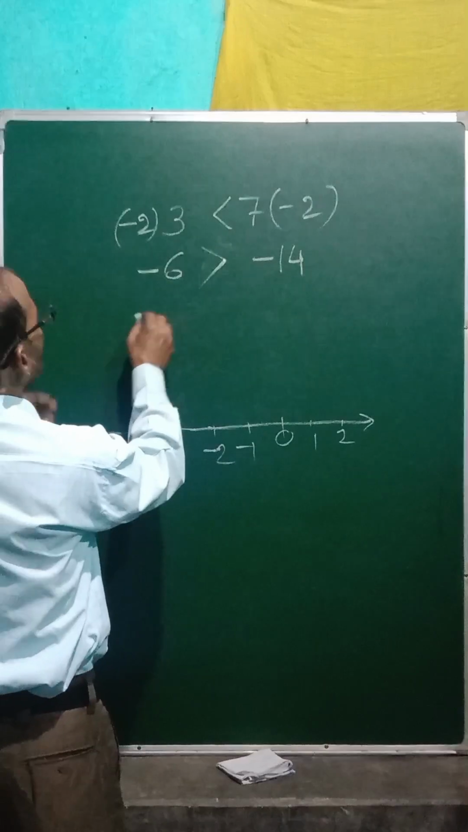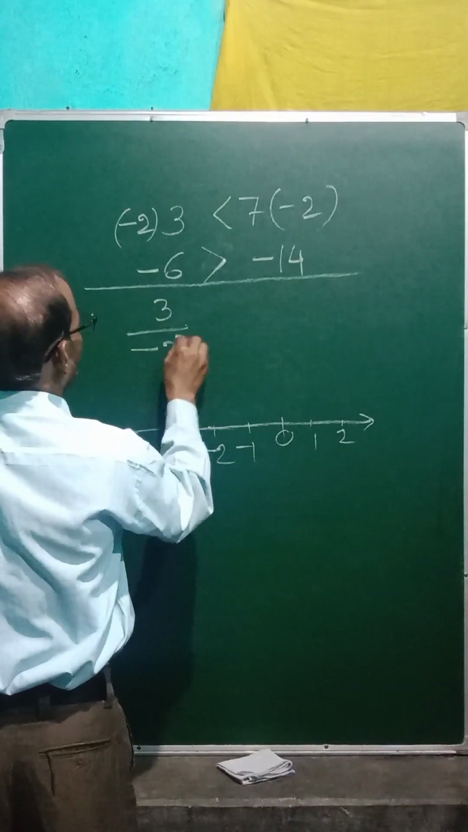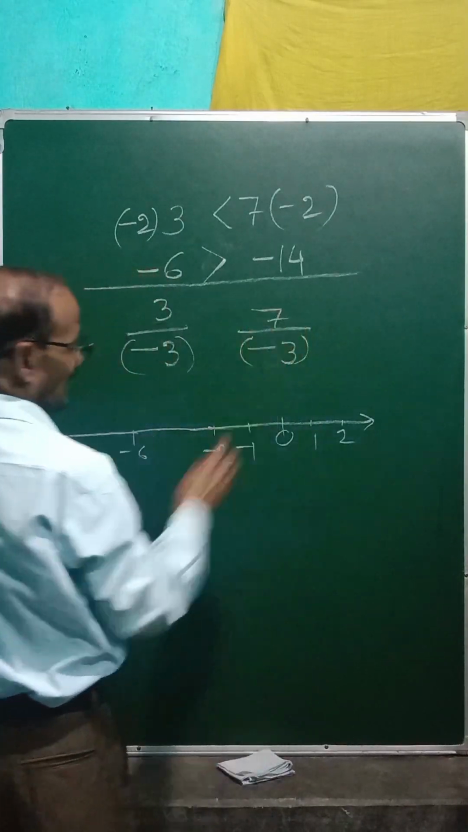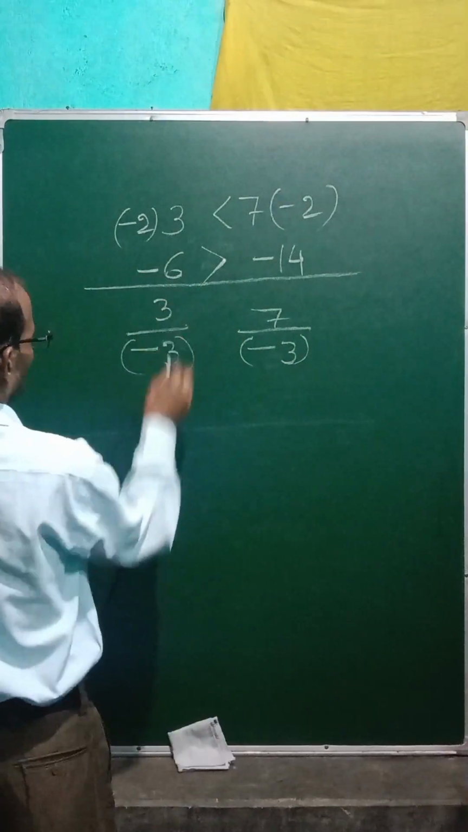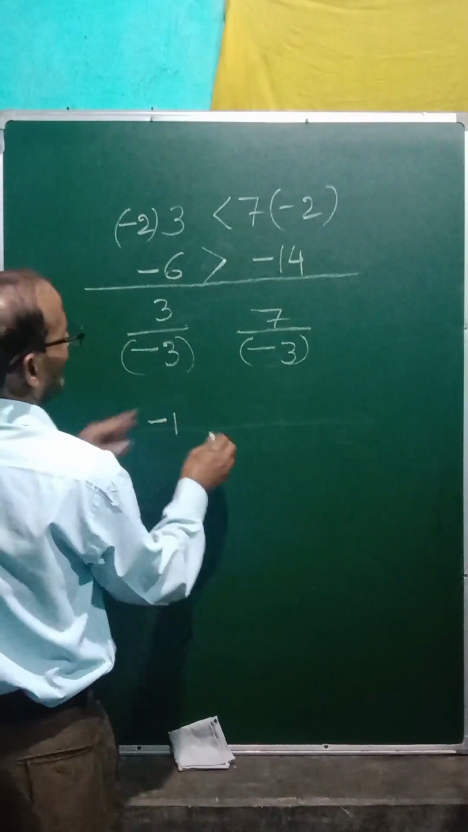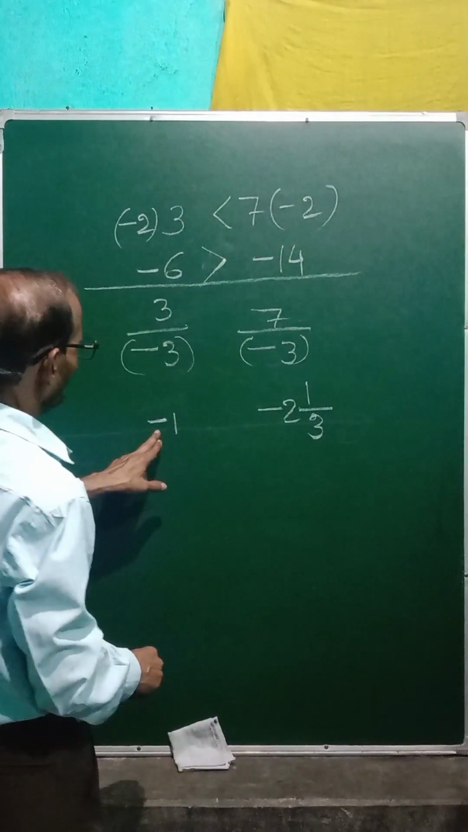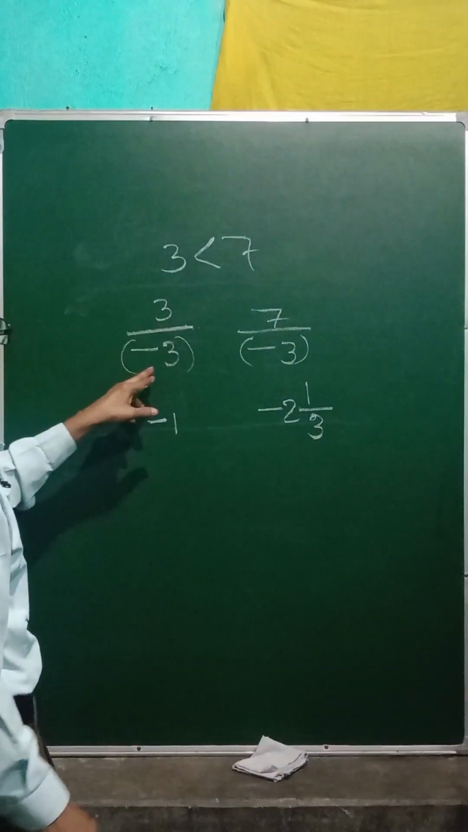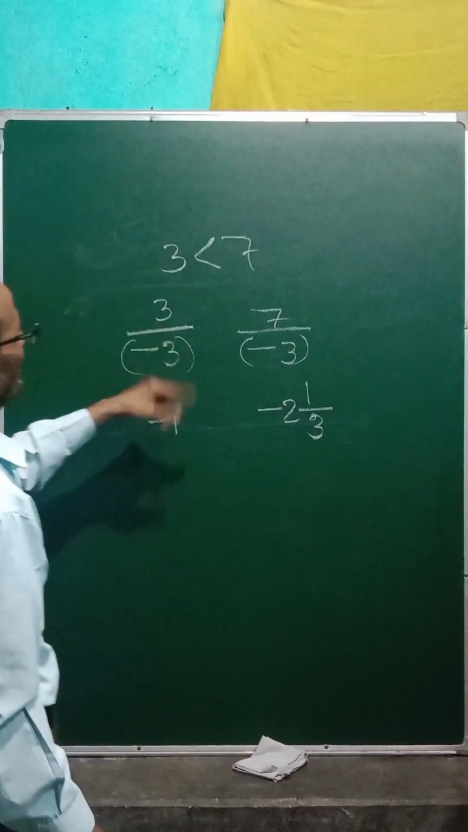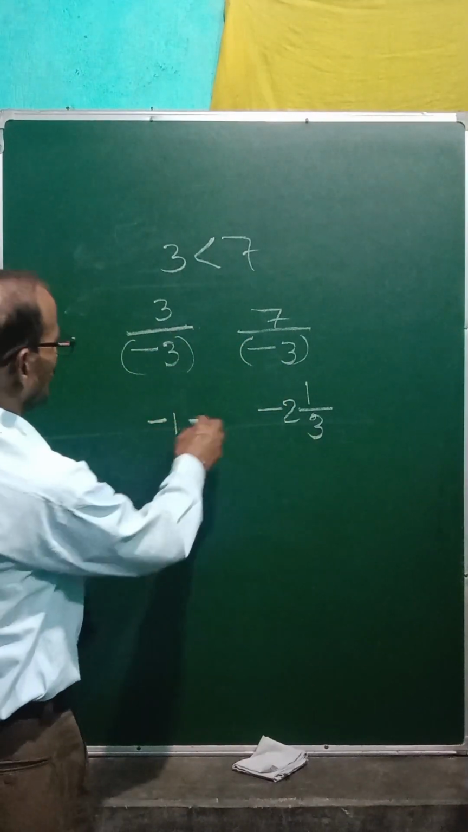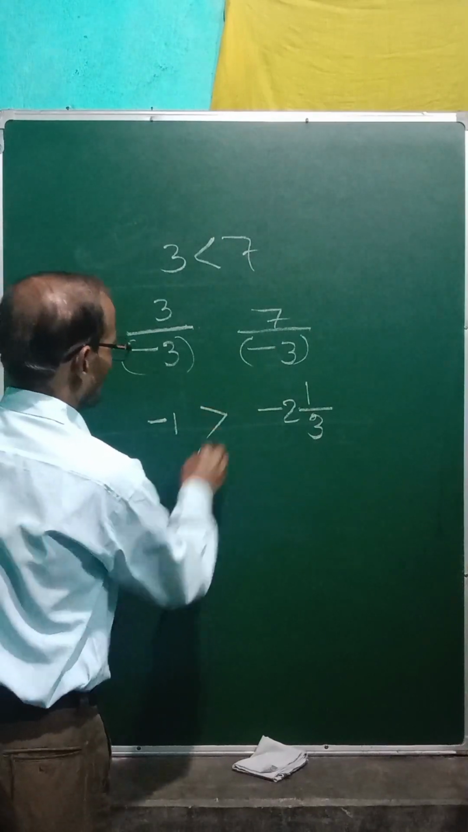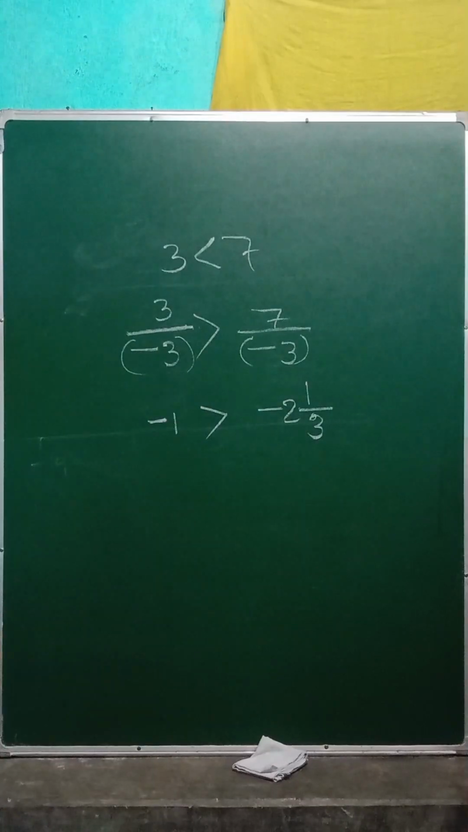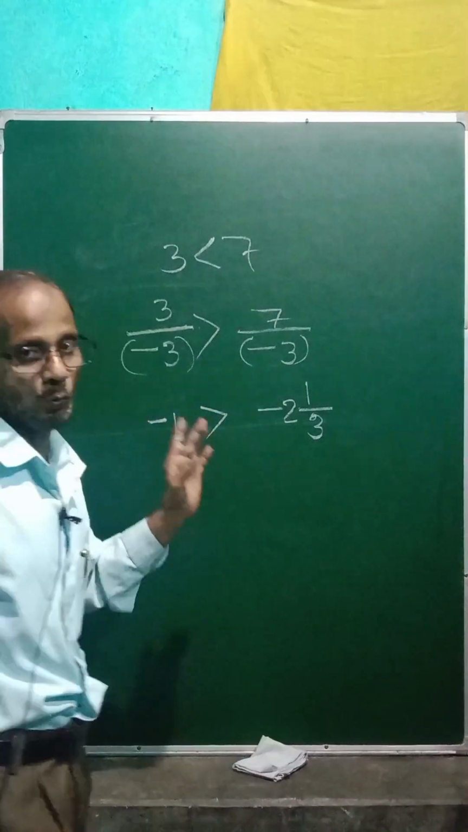Similarly for division: 3 divided by minus 3 and 7 divided by minus 3. On the number line, this one is greater and this one is less. As soon as we divide by minus 3 on both sides, the result is that the inequality sign reverses. So we have to remember these important working rules.